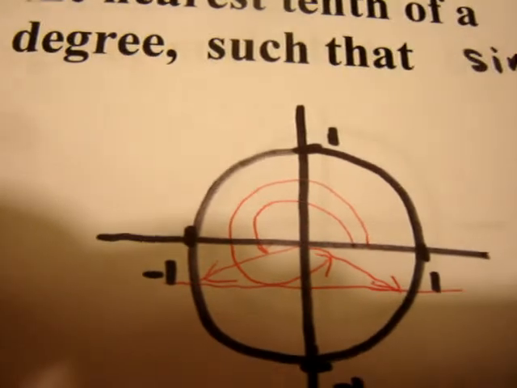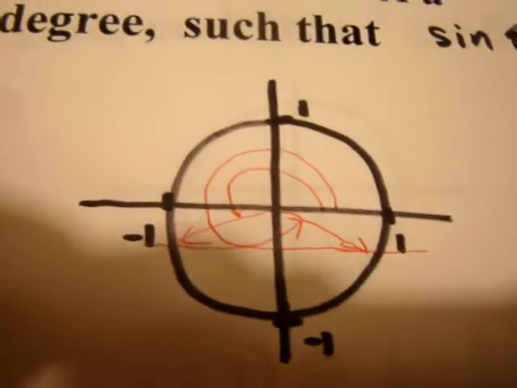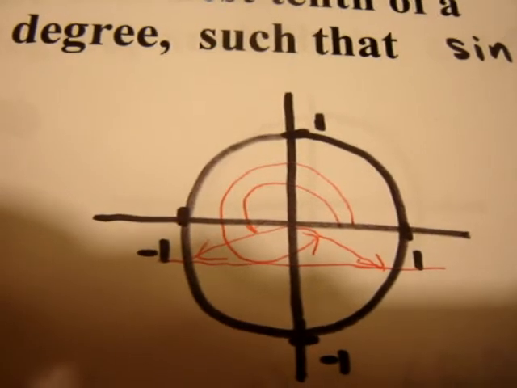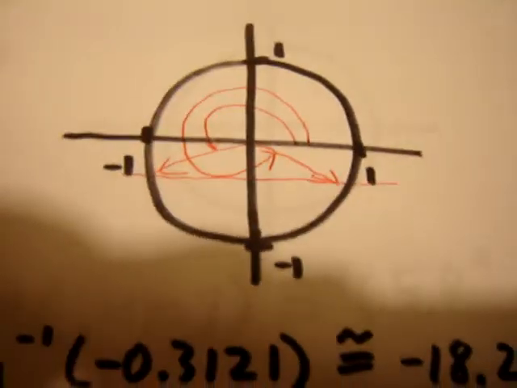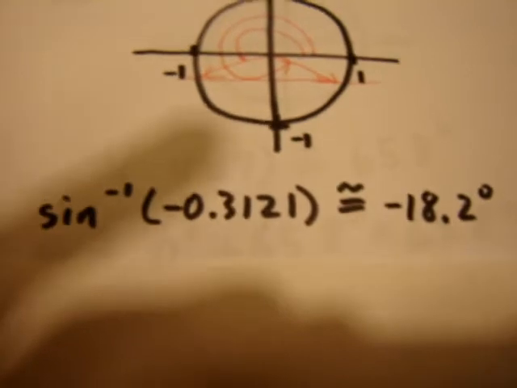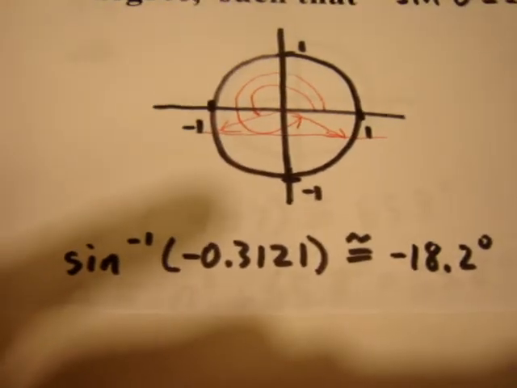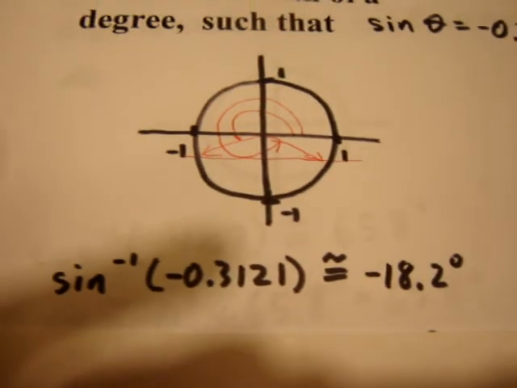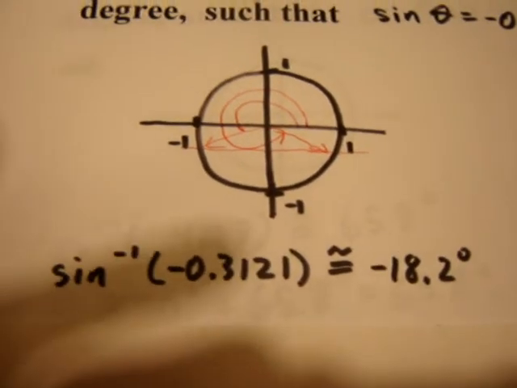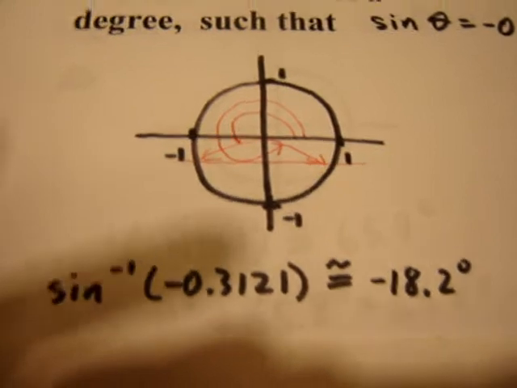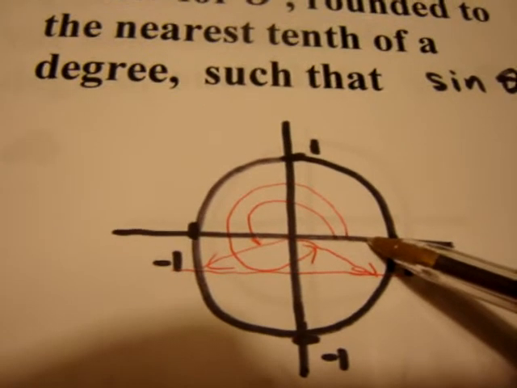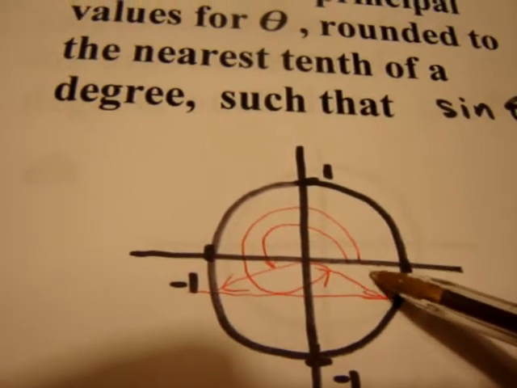Pretty nifty. So we'd like to know the magnitude of those angles, so we use our calculator for this next part. What is the sine inverse of negative 0.3121? Well, it's approximately equal to negative 18.2 degrees. Let's use a little common sense here, which is an uncommon thing to do sometimes. Negative 18.2 degrees represents this angle.